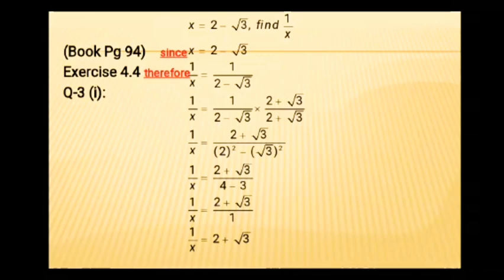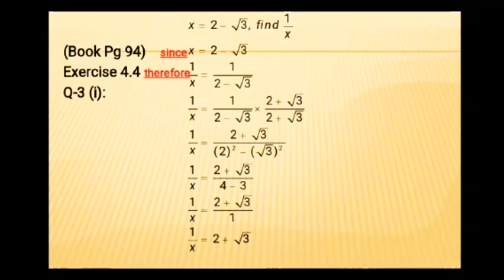So multiply 1 over 2 minus under root 3 by 2 plus under root 3 and also divide by 2 plus under root 3. Now we will do the straight multiplication. So what is the straight multiplication? Numerator will be multiplied by numerator. So 1 multiplied by 2 plus under root 3 will become 2 plus under root 3 as it is. Now denominator multiplied by the denominator.